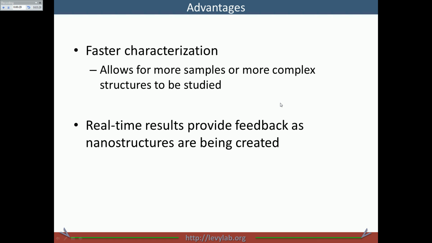And the advantage of this is it will allow us to study either more samples or more complex samples in the same amount of time. So for samples on which we create nanostructures with more terminals, it will be a lot easier to study them than it is presently. Also, the real-time results we receive will provide feedback as nanostructures are being created. So as the conductive AFM technique is being applied, we can visualize the state of the sample instantaneously, and thus potentially observe some new interesting effects we didn't expect.